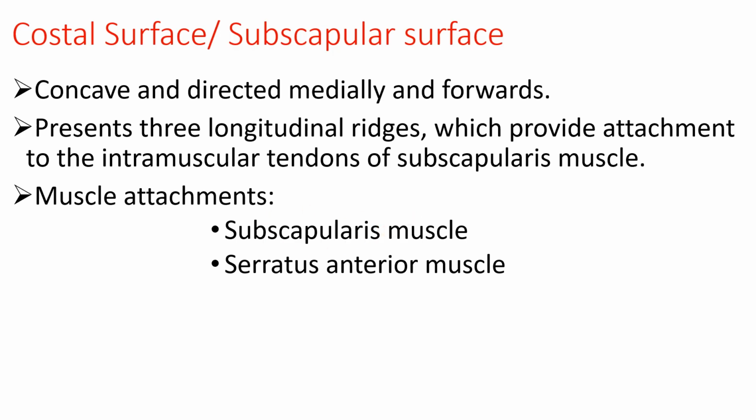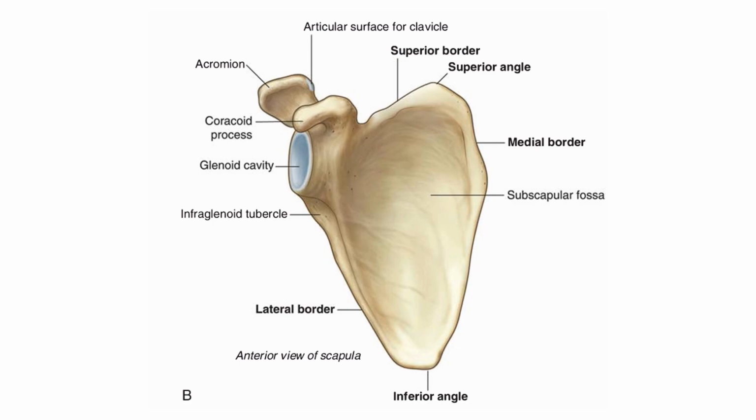Subscapularis muscle is one of the muscles of the rotator cuff. So here is a diagram representing the subscapular fossa. This is the point where the subscapularis muscle attaches, where the tendon attaches at the ridges of the subscapular fossa, at the subscapular border.